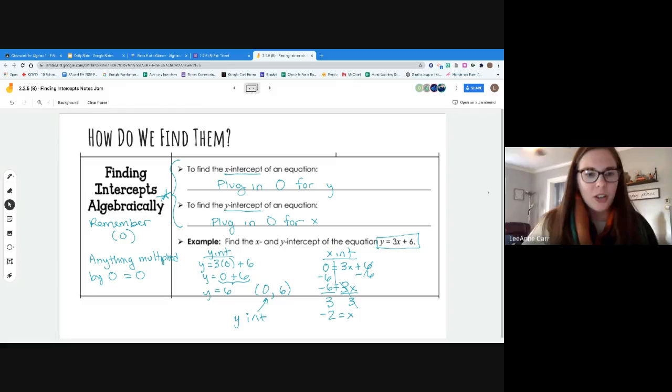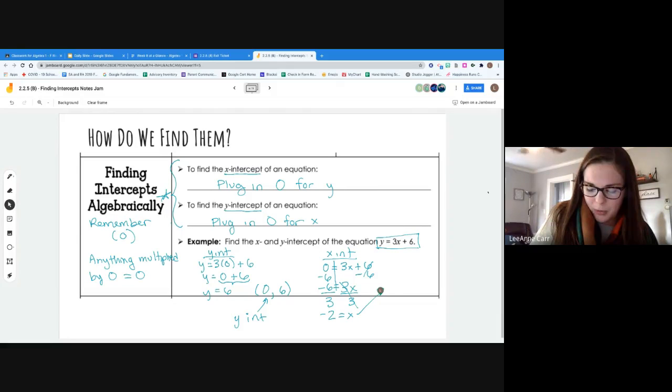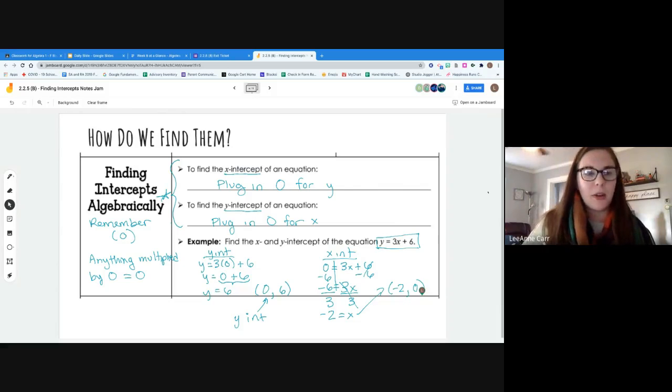Okay. So then when we write our answer, remember we're going to put -2 in the x's place, and we just fill in the other spot with a 0. And this would be our x-intercept.